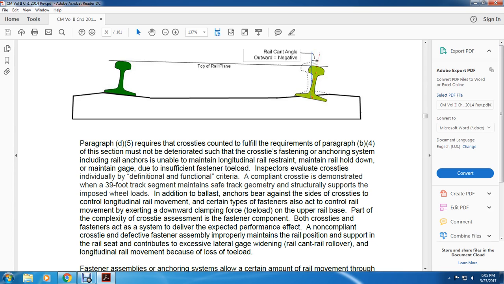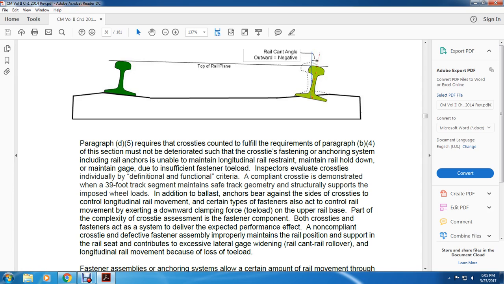In addition, with the ballast anchor, the bearing ends at the side of the cross ties control longitudinal rail movement. A certain type of fastener also acts to control rail movement, exceeding the downward clamping force of the toe load on the upper rail base. Part of the complexity of the cross tie assessment is the fastener component, as both the cross tie and the fasteners act as the same system to deliver the expected performance.